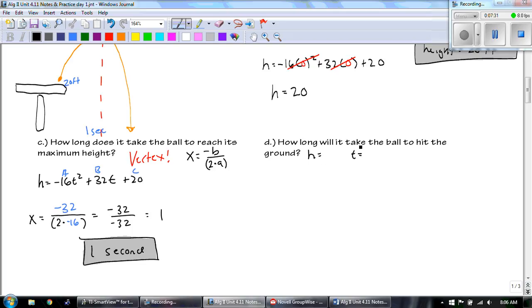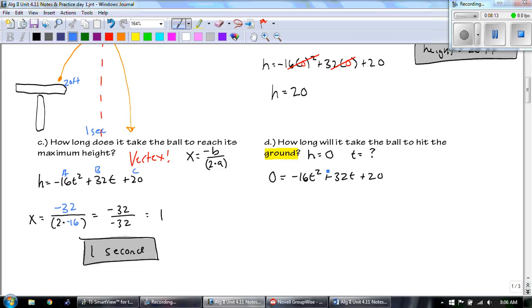So how long, they don't know how long it's going to take, but that means they must have told me the height. Well, what's the height of the keyword ground? Well, the height of the ground is 0. So I would use 0 and plug in to the rest of the equation. Plus 32t plus 20. So there's 2 different ways you can do this. You can plug into the quadratic formula, or we can factor.